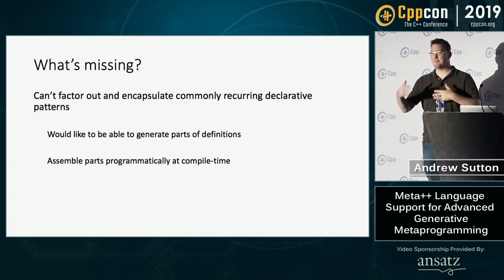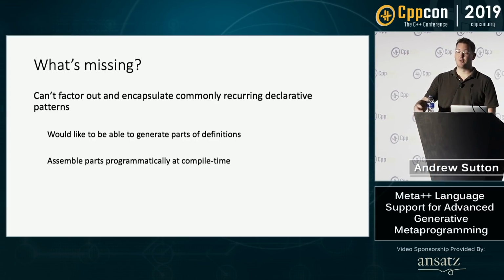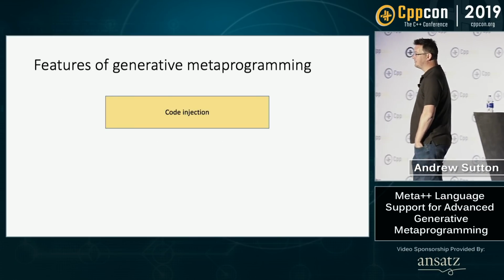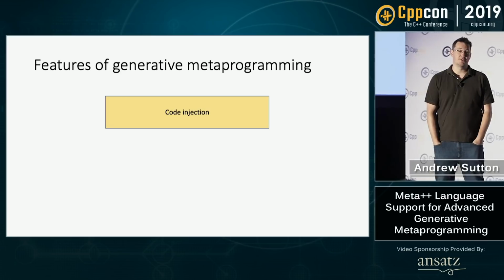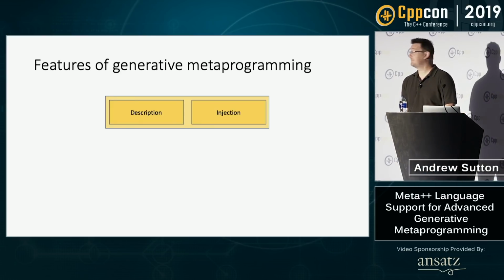Basically, we're talking about generating parts of programs and adding them into our definitions later on, and doing so programmatically. All right. So generative programming is really based on essentially one large feature, which is source code injection, which of course turns out into two smaller features.